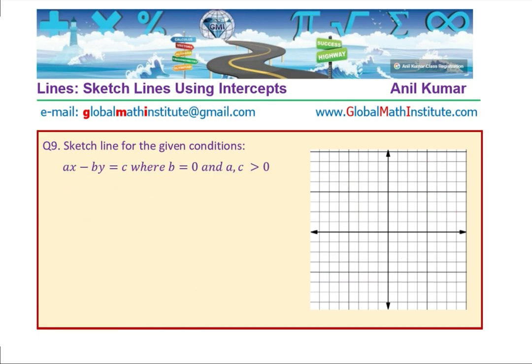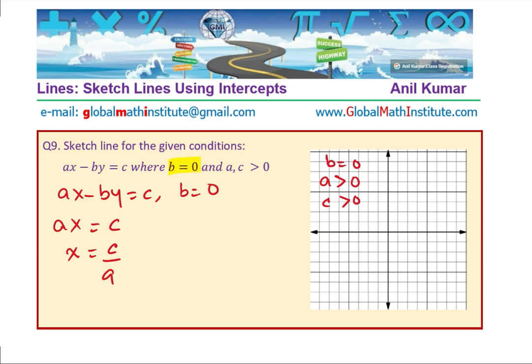Okay. Next one, very similar. But this time, you will see, we have equation which is ax minus by equals to c, but b is equal to 0. And both a and c are positive, okay? So let's write down. We have b equals to 0, and a is greater than 0, means positive. C is also positive. Equation is ax minus by equals to c. Since b equals to 0, we can say ax is equal to c, or x is equal to c over a. Now x is c over a. What kind of line it is? That is first thing. So it is definitely a vertical line.